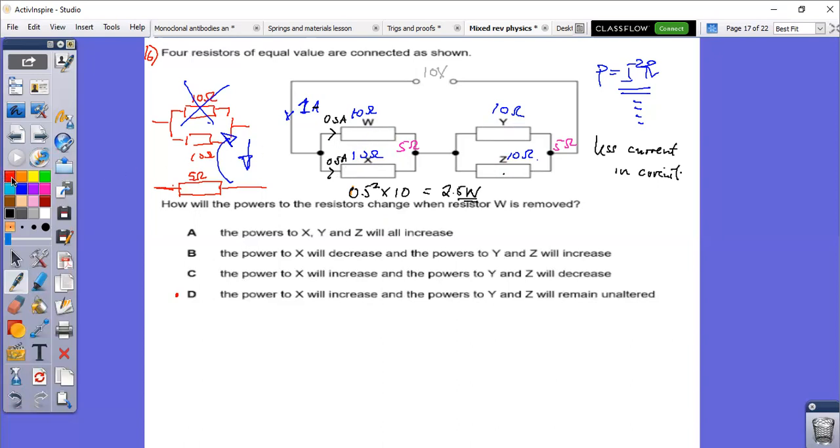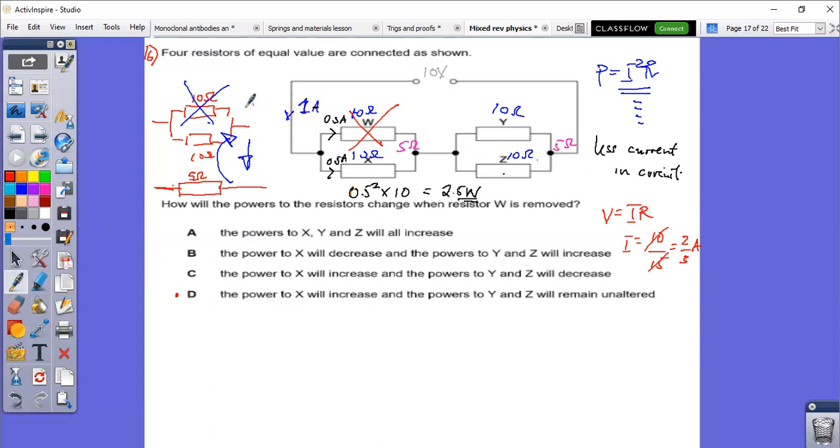Excellent. Now we remove this resistor here. That's gone. W is gone. So what's the total resistance now we have in our circuit? Well, this is still 5 ohms. This is 10 ohms now. 10 plus 5 is 15. And if I use V equals IR, I can find I by saying 10, which is my V, divided by the total resistance, which is 10 plus this 5, which is 15. Yeah, we can simplify that, can't we? So 2/3 of an amp.